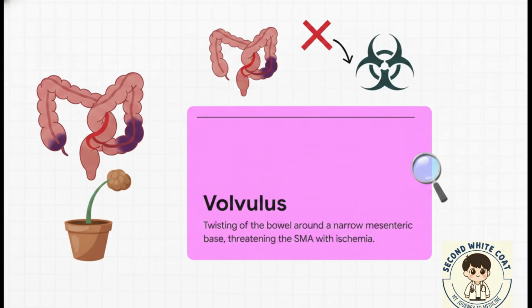Because the bowel didn't rotate properly, it has an abnormally narrow mesenteric base. Think of it like a top-heavy plant on a really thin, unstable stem. The midgut can easily twist around that narrow attachment, specifically twisting right around the SMA. This instantly cuts off the blood supply, leading to ischemia and necrosis of the bowel. Make no mistake, this is an absolute drop-everything surgical emergency.